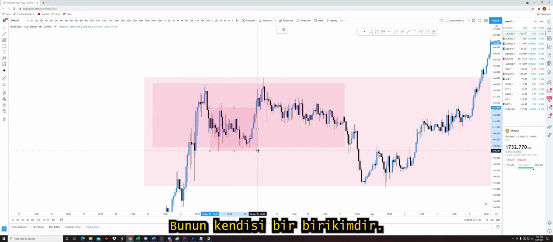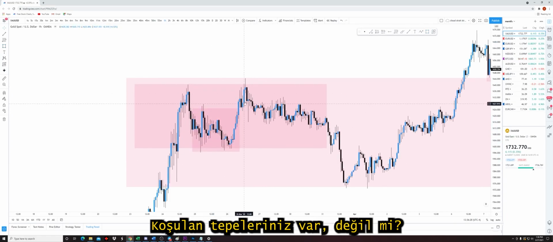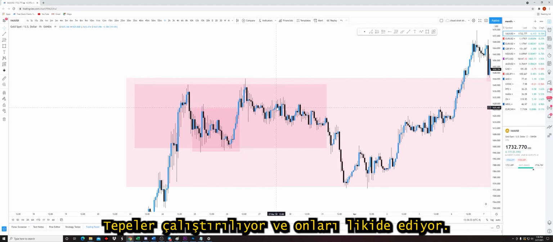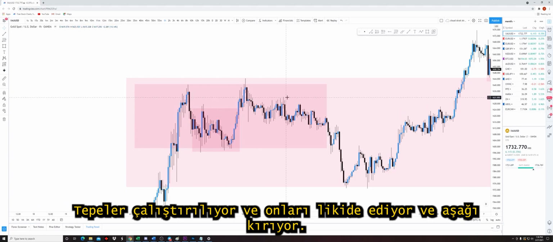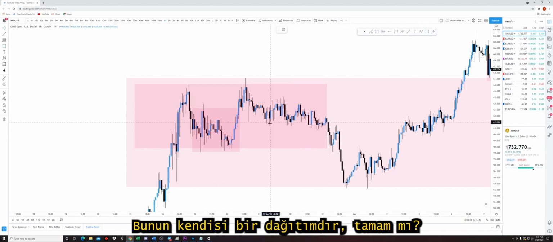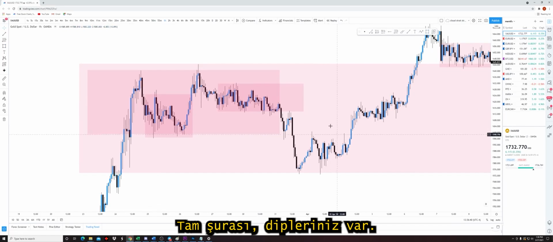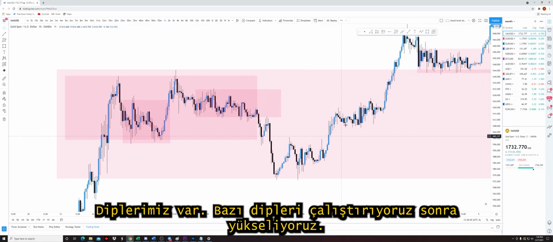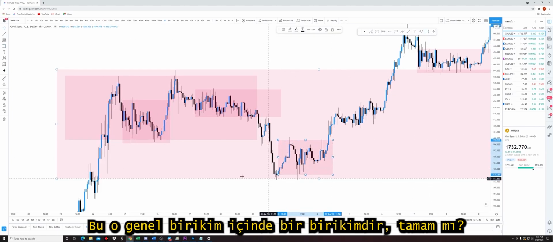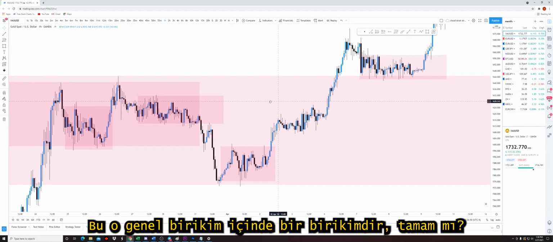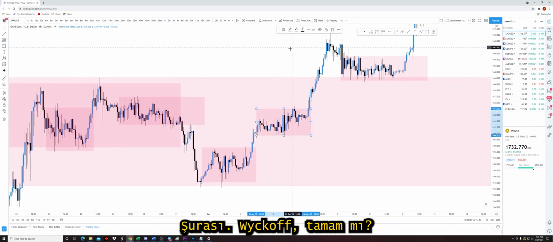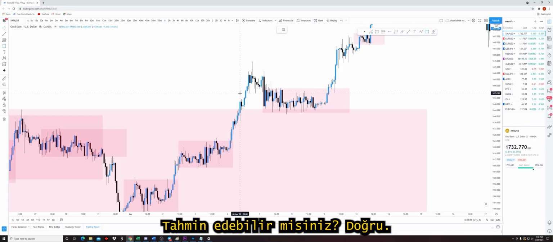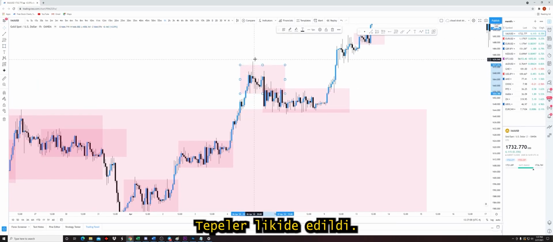This itself is an accumulation. You have highs that are ran, right? Those highs are ran. Price breaks down, more highs, run and liquidate them. Highs, run and liquidate them, and break down. This itself is a distribution, okay? This right here, you have lows, we run those lows. We have lows, we run some lows, then we mark up. This is an accumulation within that overall accumulation, okay? This right here, Wyckoff. This right here, Wyckoff. This right here on a lower time frame, can you guess? Correct. Wyckoff. Highs, liquidated.